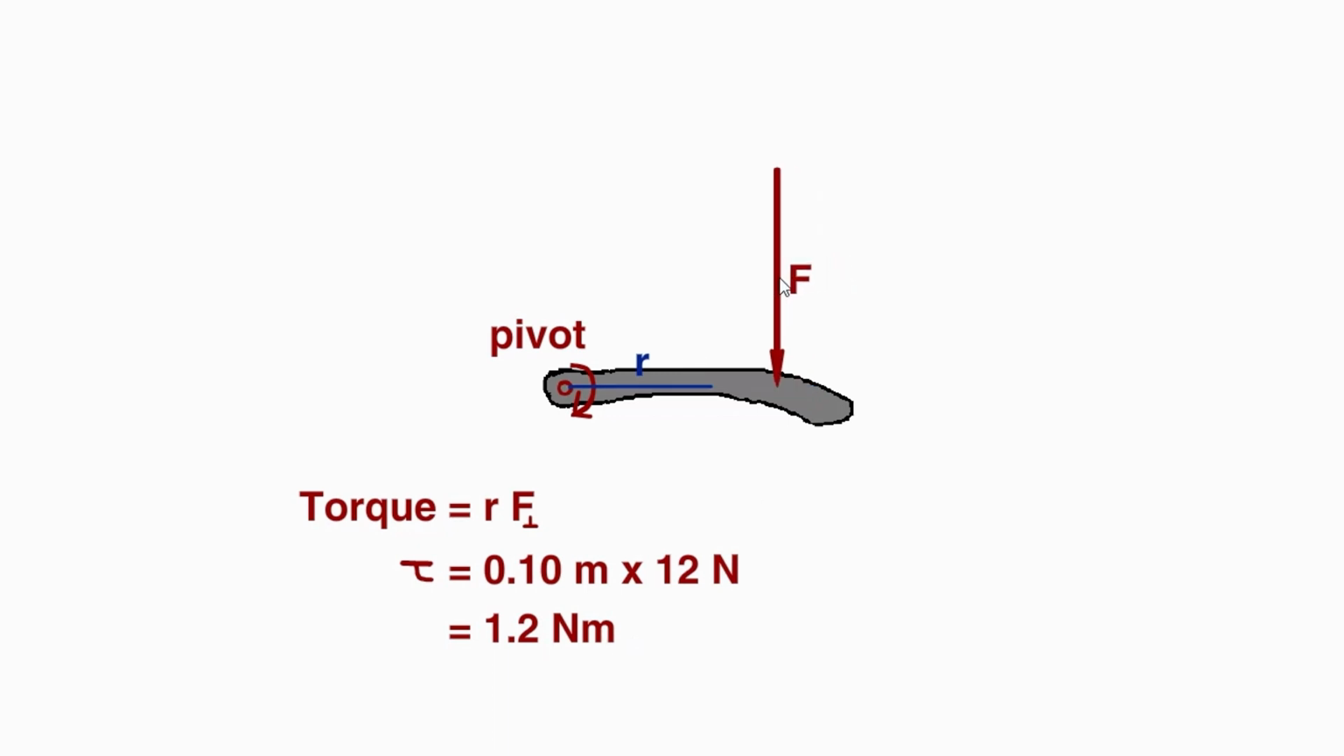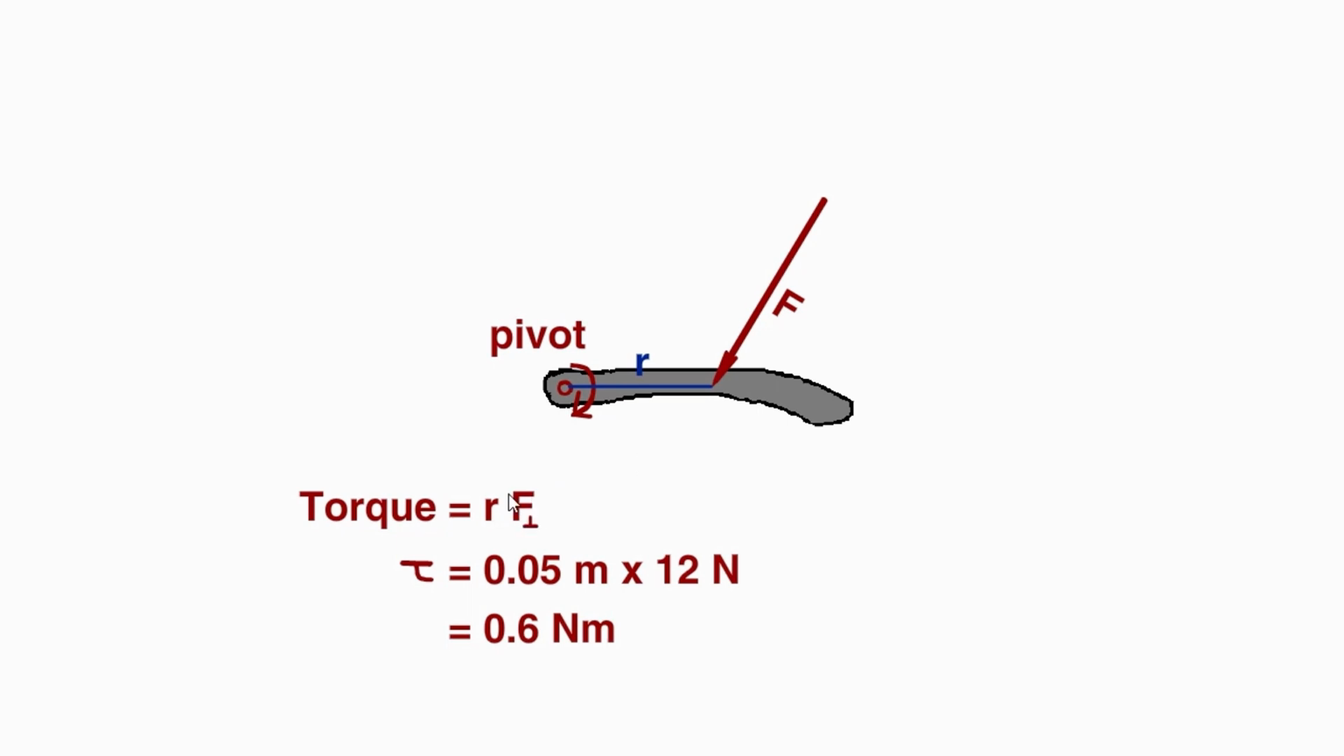When we push closer to the pivot, then we still use the same formula, but now we have a different R. Now the R is 0.05 meter, which we multiply with the same force of 12 Newton, which makes 0.6 Newton meter. So we see that with the same force, now we get only half the torque. So the rotation is half as strong, how we start that rotation around that pivot point from the door handle.